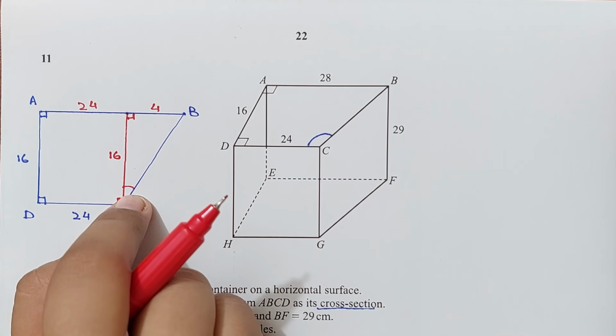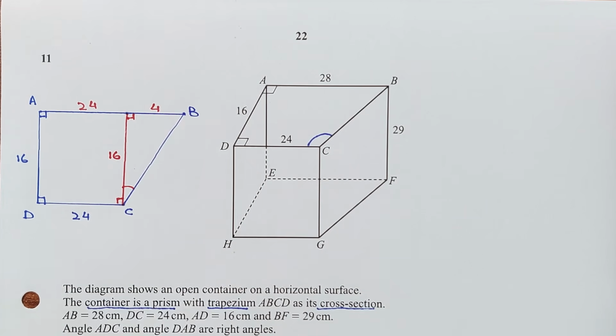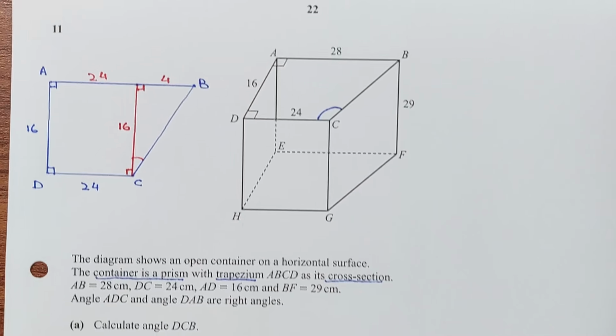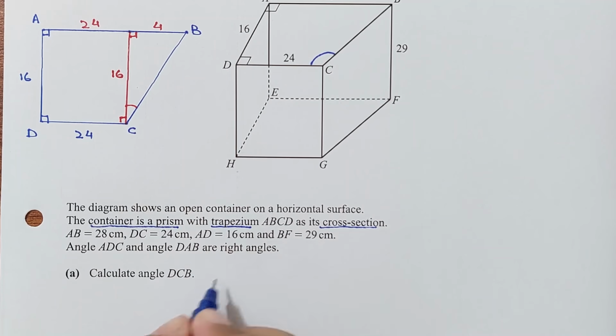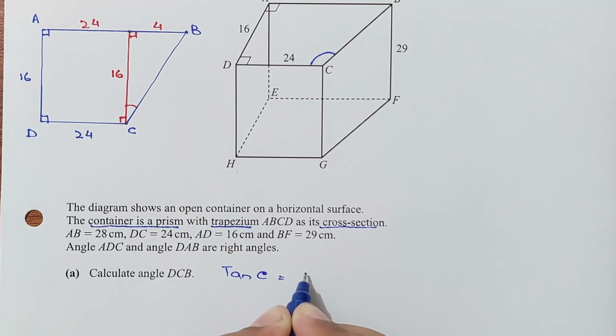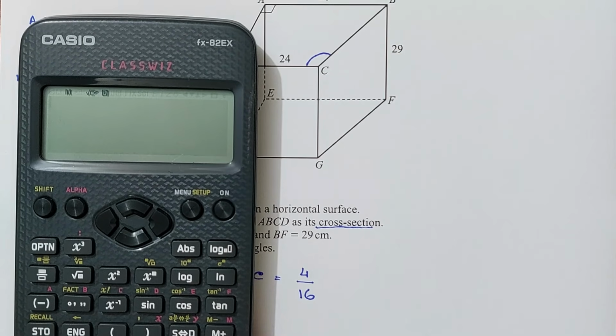To solve for this angle, we have the front side, the opposite, and the adjacent. So if I use the ratio for tangent, we can say tan of that angle C is opposite side 4 over adjacent 16, right? So 4 by 16 is 1 by 4.